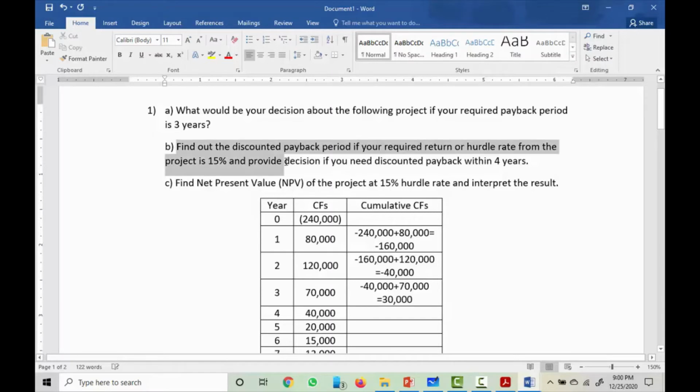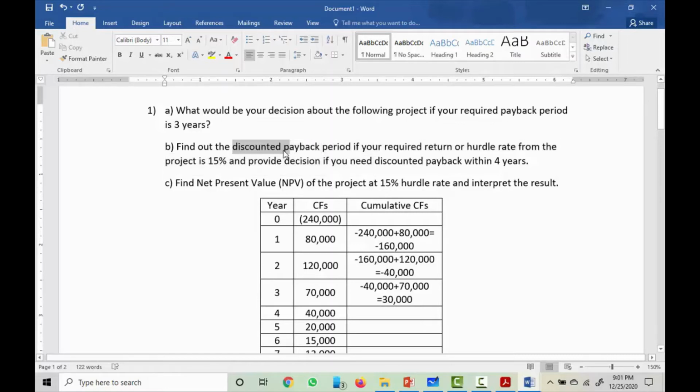Now let us solve the second part of the question. The second part is asking us to find out the discounted payback period. Always remember, whenever you see the word discount or discounted, that means you need to calculate present value. So in this method we need to find out the present values of all cash flows.